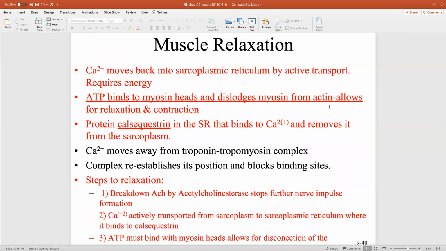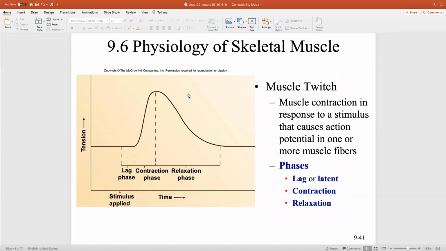Right. So review this. Muscle relaxation requires fresh ATP, right? In other words, ATP is required to contract and is required to relax, right? Once a muscle's myosin head has moved, you need fresh ATP to bind to it, and then it can dislodge, and then you can use the power of ATP again. So ATP is required for both relaxation and contraction.